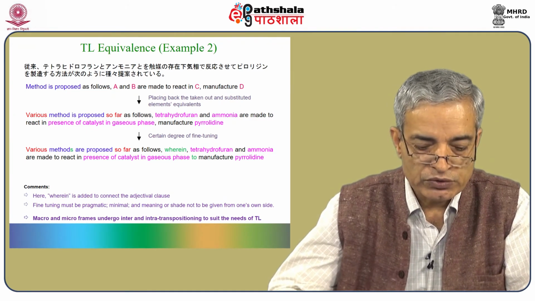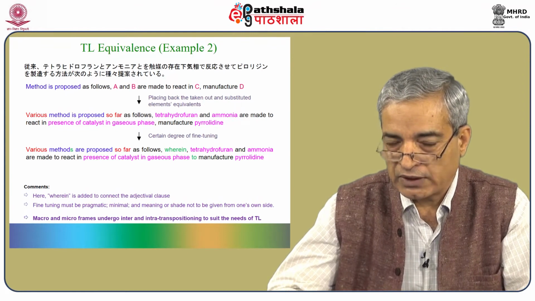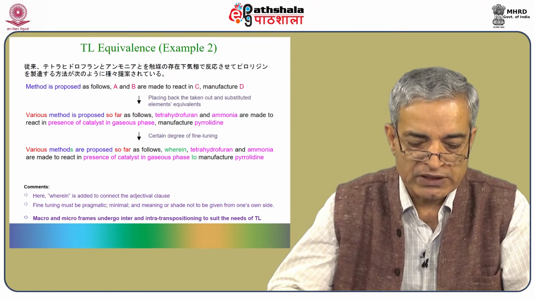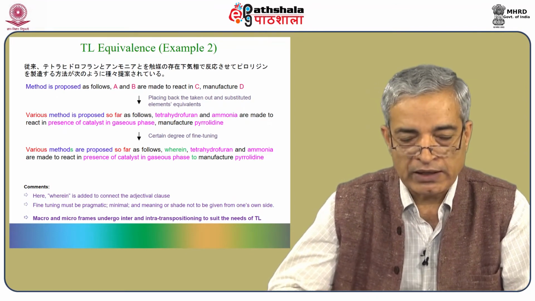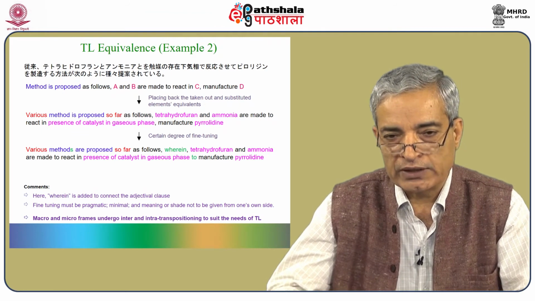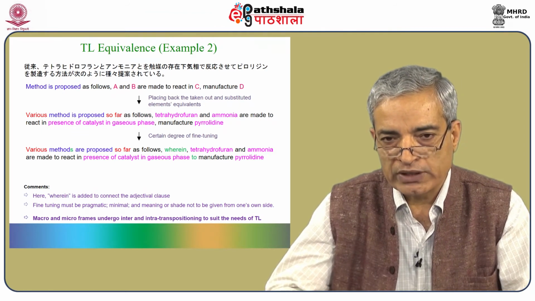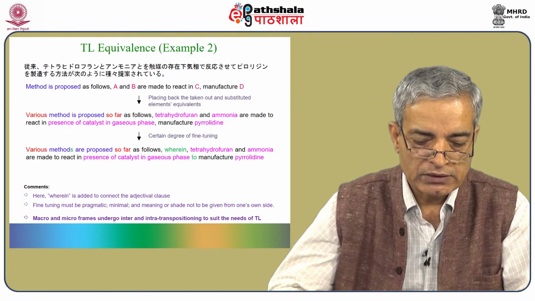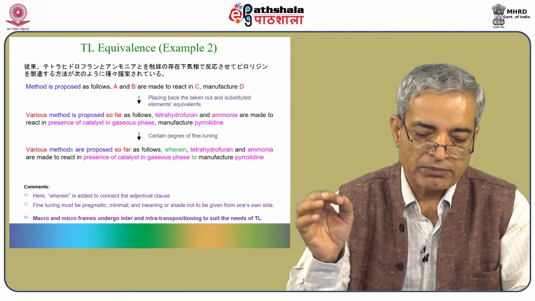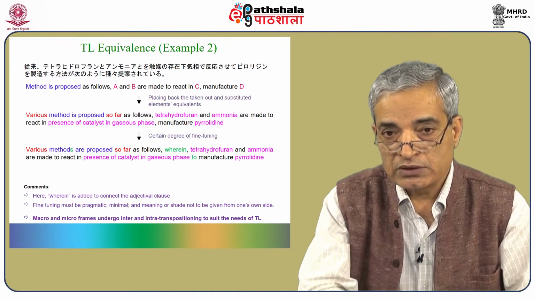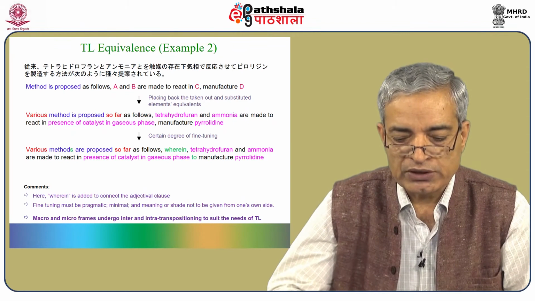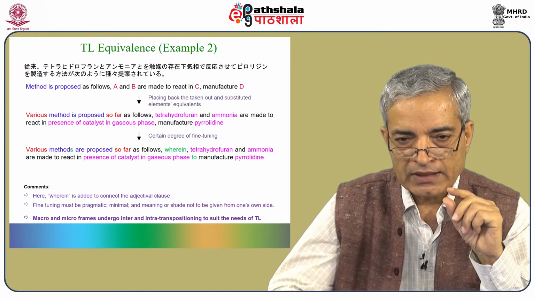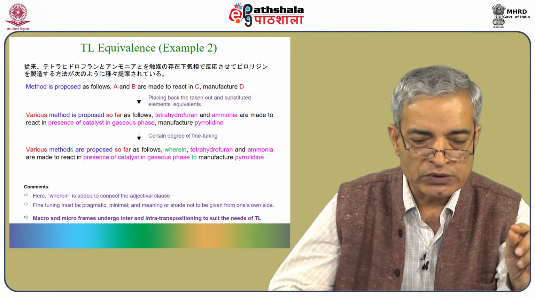As I just explained to you, fine tuning as made here, I have said it in the previous example also, should be a very pragmatic approach based fine tuning. It should be minimal, and you should not put anything or any shade from your side to add value, because this could be counterproductive in the final quality. And again, I would say that the macro and micro frames undergo inter and intra transpositioning to suit the needs of the target language. It's basically the target language frame in our mind. To suit that frame, we may do the transpositioning.